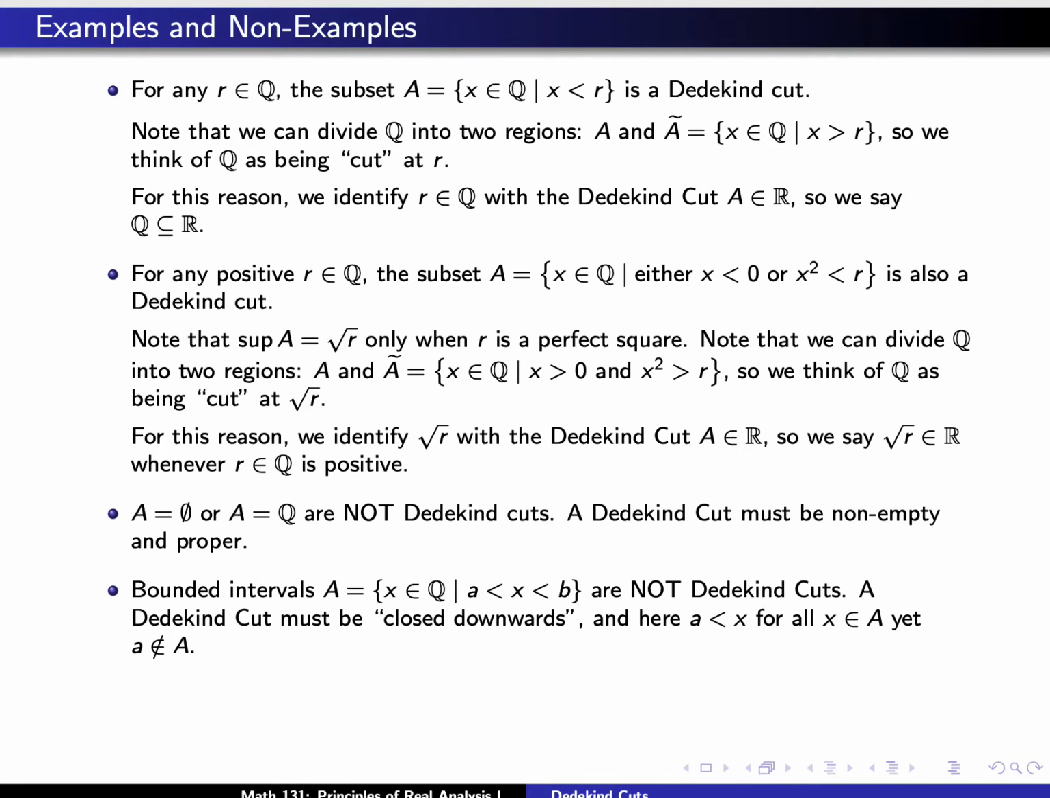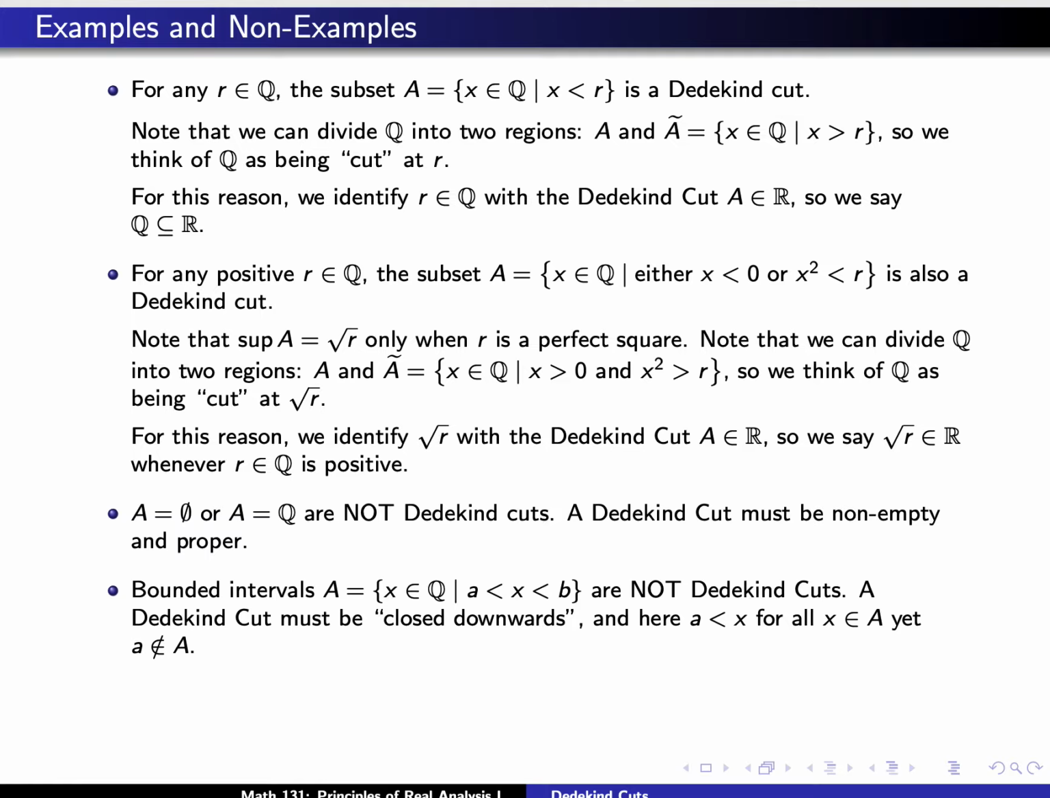Any bounded interval from a to b is not a Dedekind cut. The idea here is that a Dedekind cut must be closed downwards. For example, if we consider the interval, capital A, that consists of rational numbers x between lowercase a and lowercase b, then we'll see here that lowercase a is to the left of everything in our set capital A, yet this lowercase a is not an element of the set capital A. Hence, this set capital A is not closed downwards.